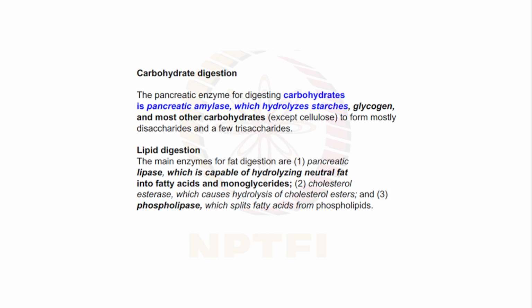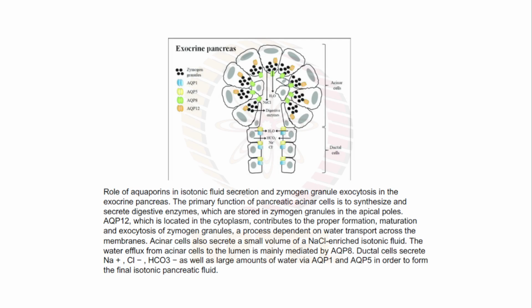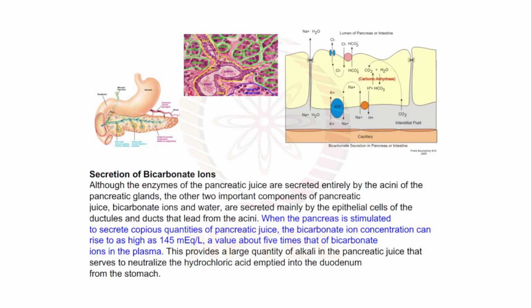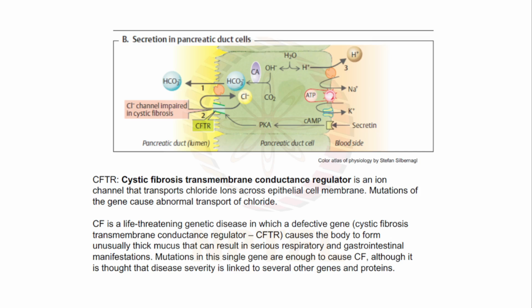For lipid digestion we have lipases. The pancreatic lipases, we had the gastric lipases also, which are capable of hydrolyzing neutral fats into fatty acids and monoglycerides. Cholesterol esterase causes hydrolysis of cholesterol esters, and phospholipase acts on phospholipids. Okay. So this is all that we have discussed so far, the exocrine part of the pancreas and the secretion of bicarbonate ions, as we have discussed earlier, and again this is what they have discussed.